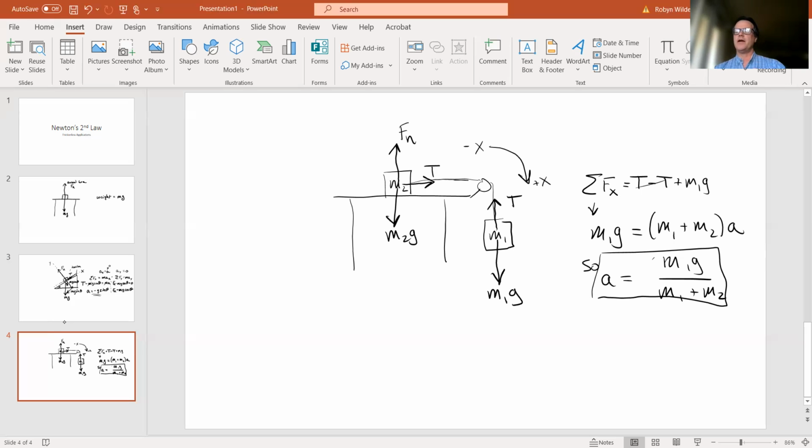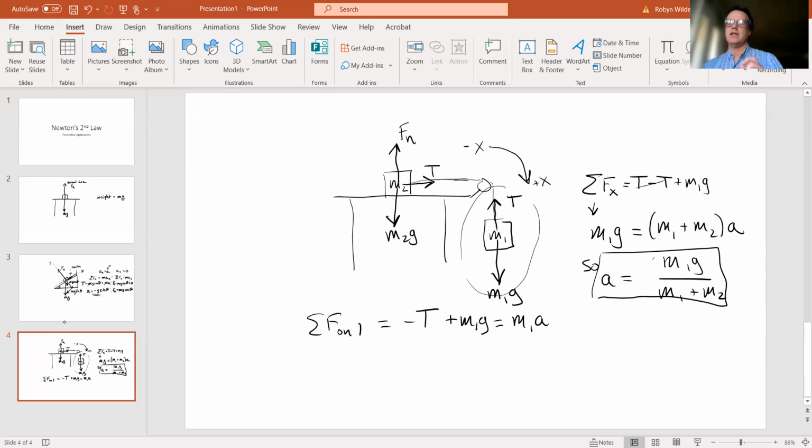Now, I didn't use the y direction here because I know that the normal force is just going to equal m2g. Now, one other question sometimes occurs. What actually is the value of the tension? Well, once I know the acceleration, I can go and look at a block individually. I could look at block 1 and ask, what are the sum of the forces on block 1? They are equal to the negative tension plus m1g, and that has to equal m1a.